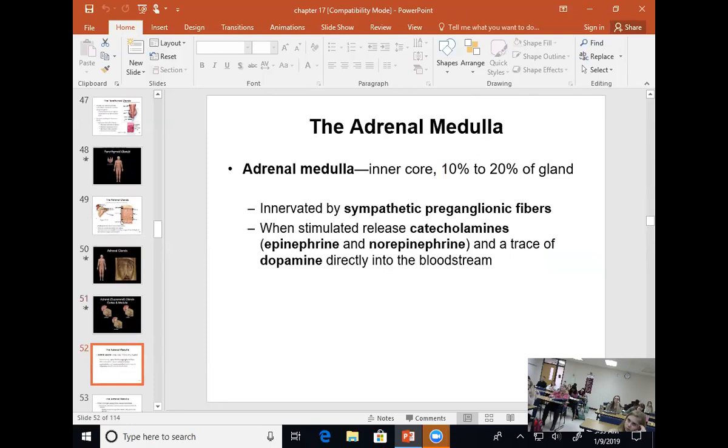Let's talk about first the middle, the medulla, versus the cortex, which is the outer. Okay, so let's talk about the middle. The middle of the adrenal glands releases what we call epinephrine and norepinephrine. And y'all have already heard of this. Y'all have already heard of epi and norepinephrine, haven't you? You heard about it as acting as neurotransmitters, right?